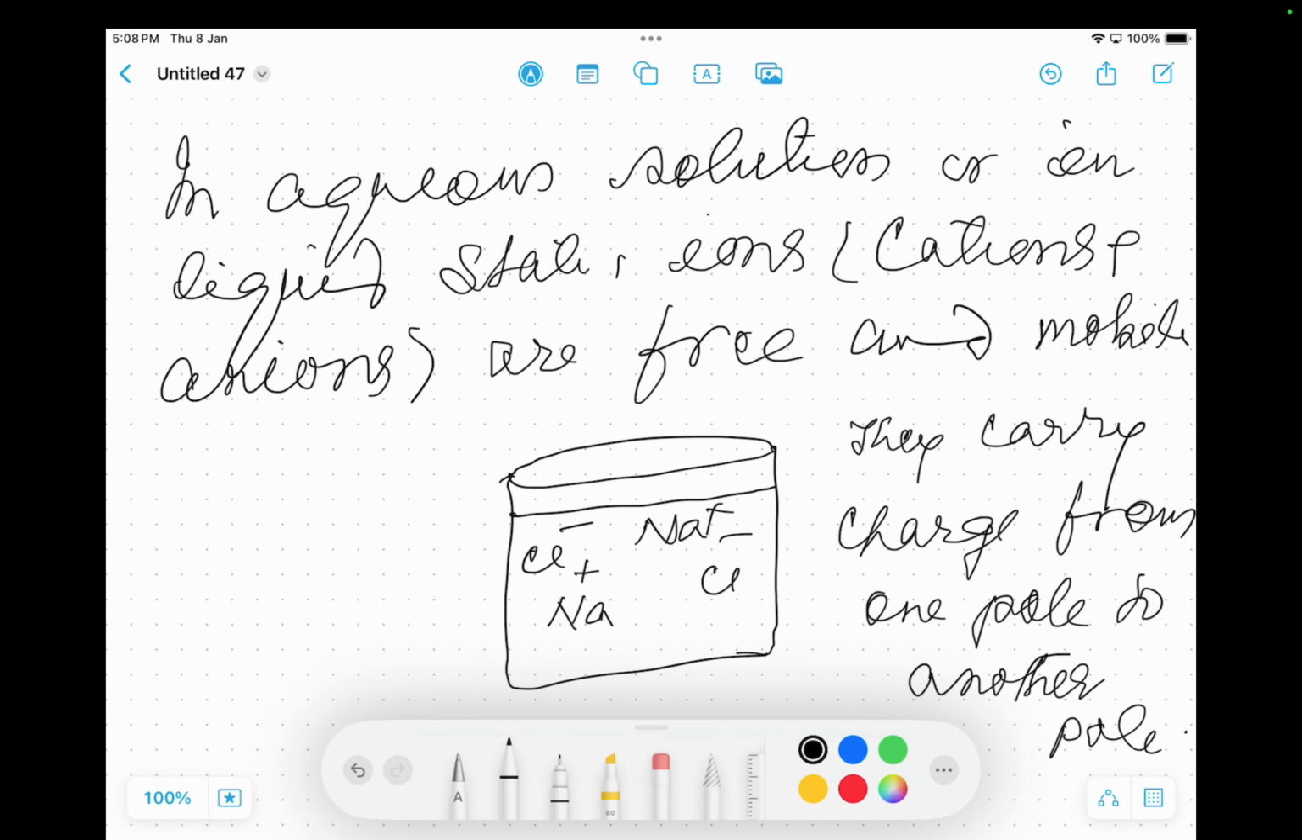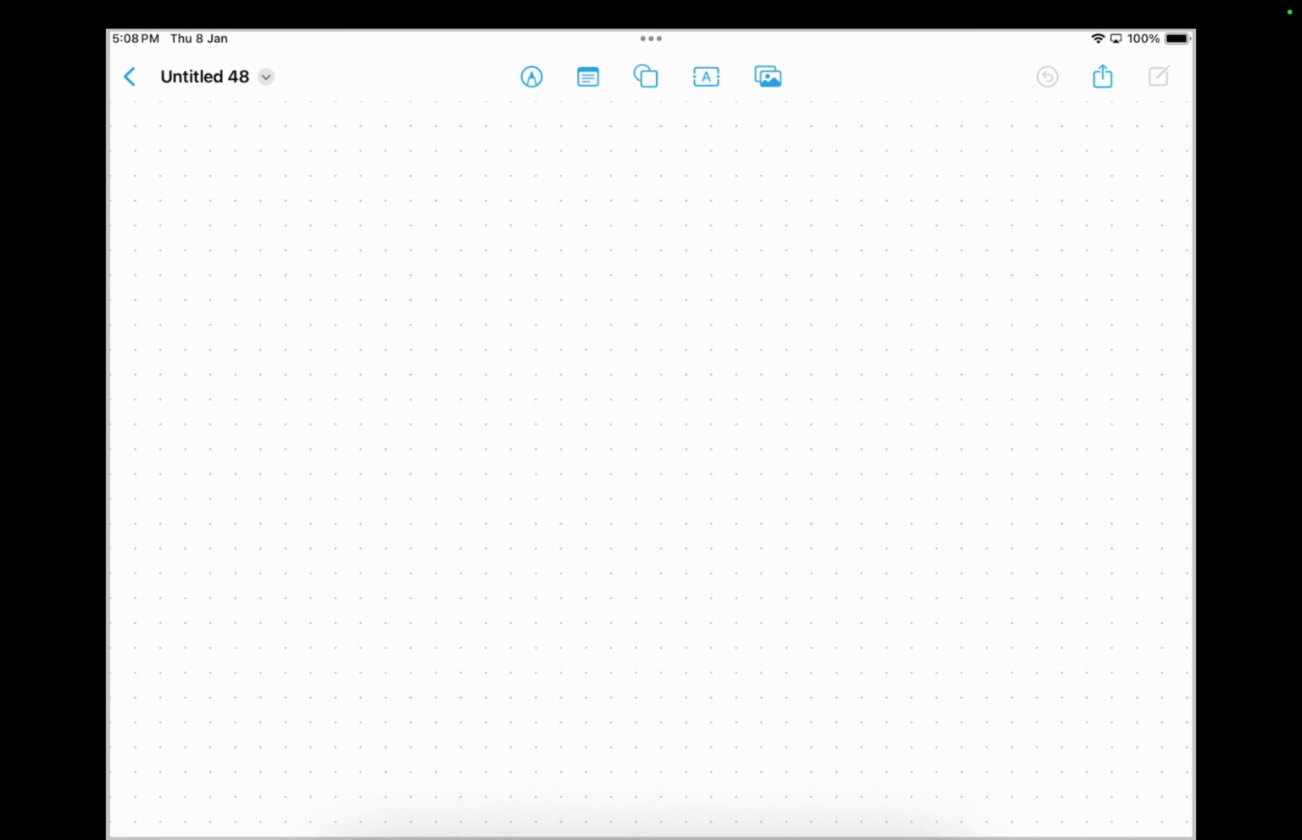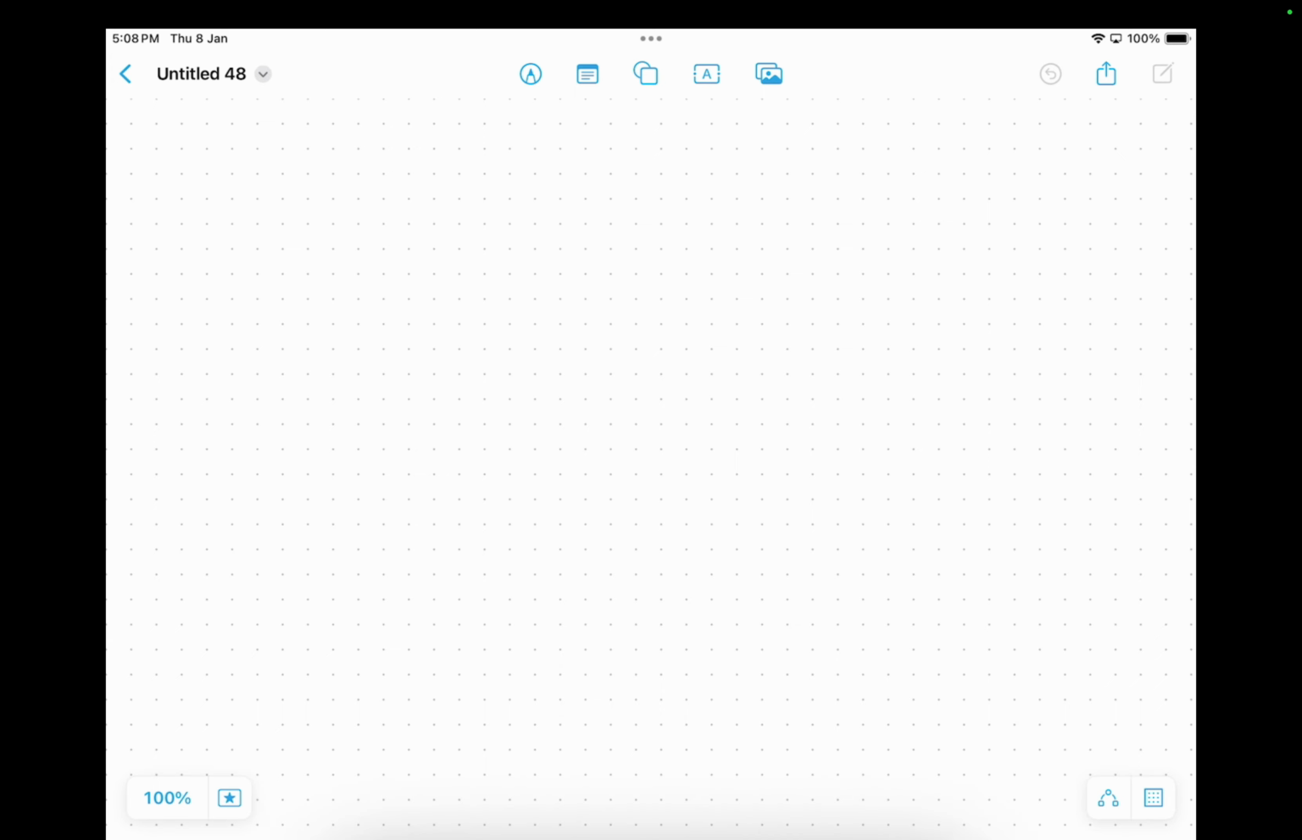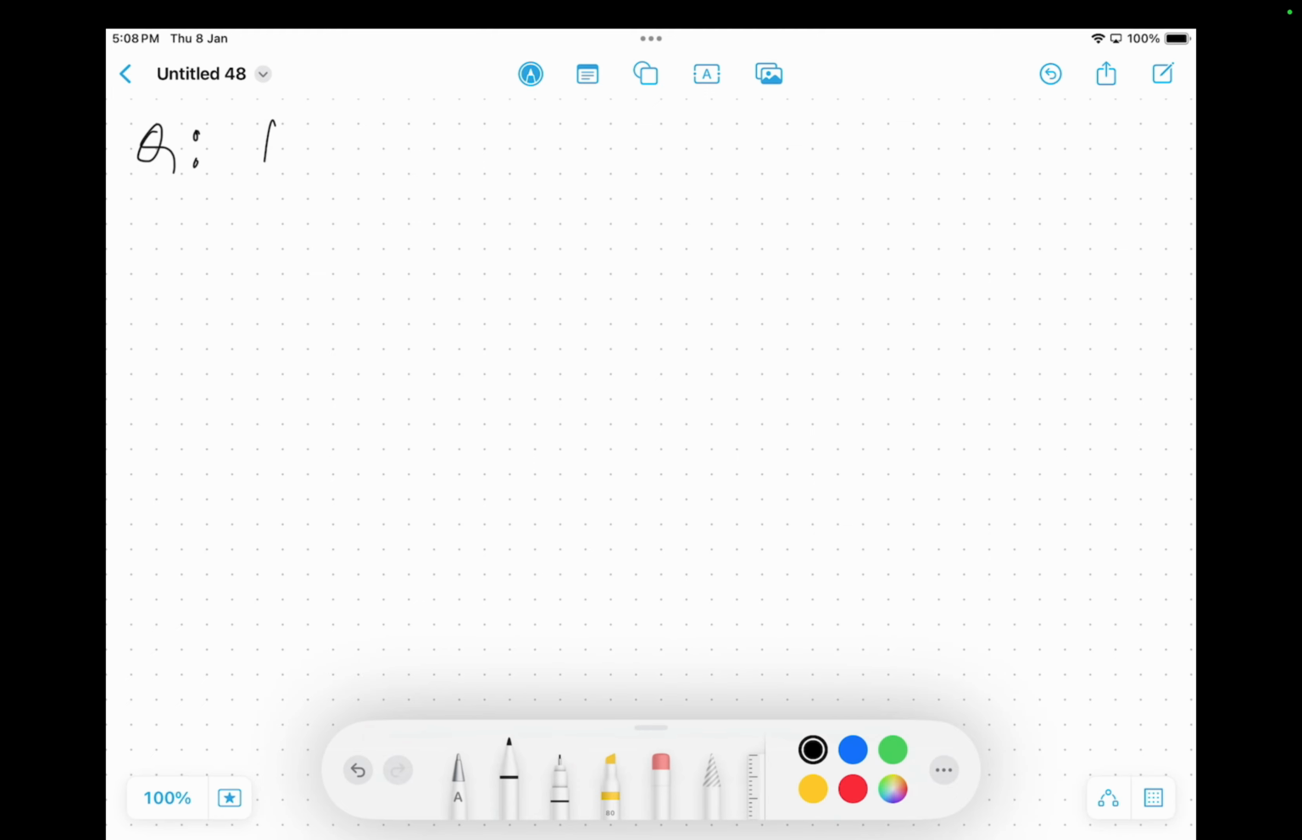So I think the conductivity of aqueous solution or liquid state is explained. Now let us consider the third property of ionic compounds. Now the question is, why is an ionic compound soluble in water?